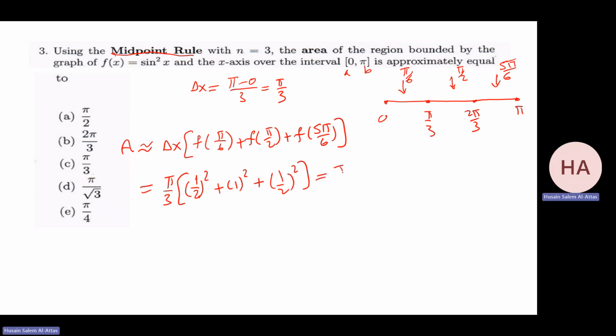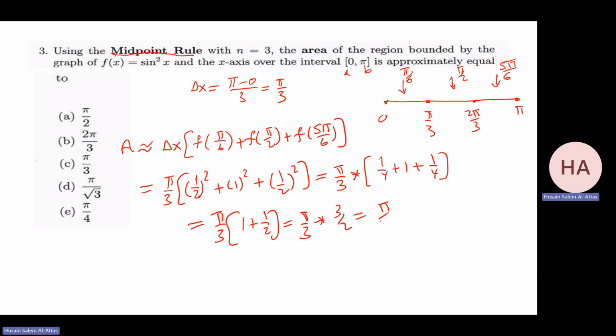That gives me pi over 3 times what? This is 1 over 4 plus 1 plus 1 over 4. That is pi over 3 times what? 1 plus half, which is pi over 3 times 3 over 2, which is pi over 2, which is this one. Okay.